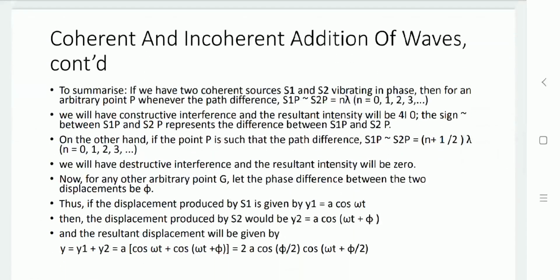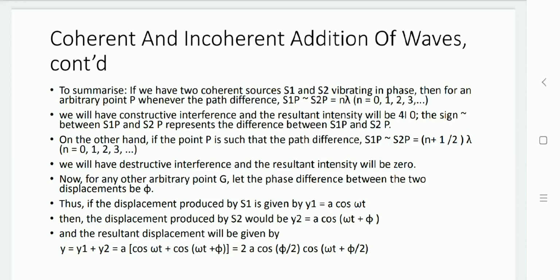So if we summarize the concept, two coherent sources S1 and S2 vibrating in phase, at a particular point having a path difference S1P minus S2P equal to n lambda, give a resultant intensity of 4I0. And if the path difference is, instead of n lambda, (n plus 1 by 2) lambda, then destructive interference will be generated and the resultant intensity will be 0.